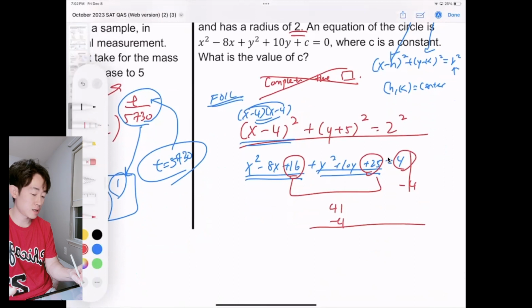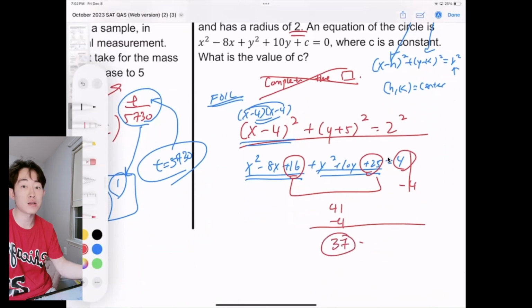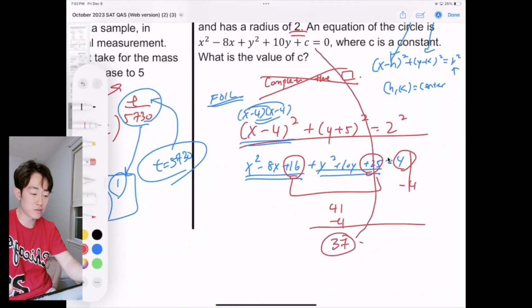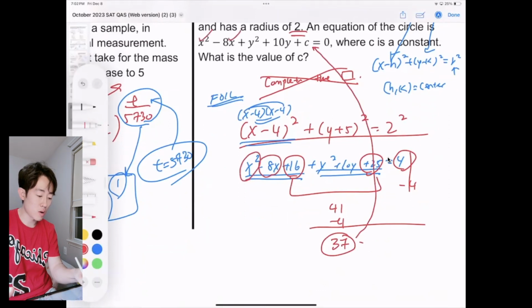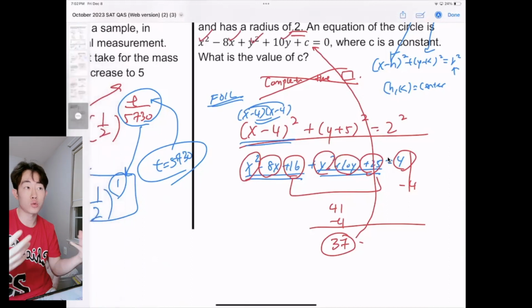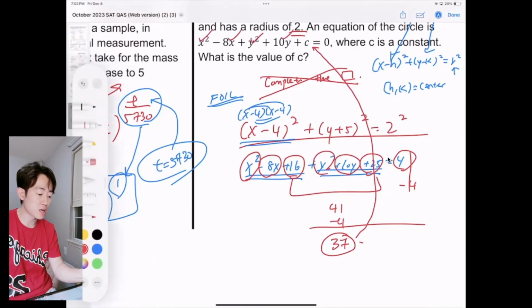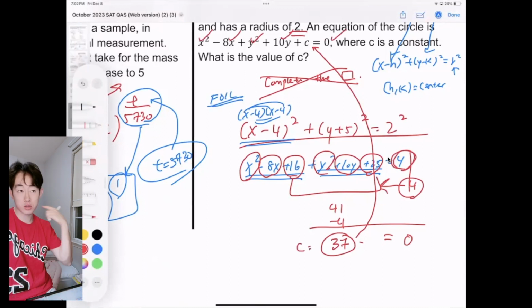41 minus 4, the last time I checked, was 37, so that should be the value of C. You can see how x squared minus 8x matches here. y squared plus 10y matches there, so the only thing that's really left over is C. And because you move the 4 to the left-hand side by subtracting the 4, you should get equal to 0, which matches with this side over here. All right, so the C value is equal to 37.